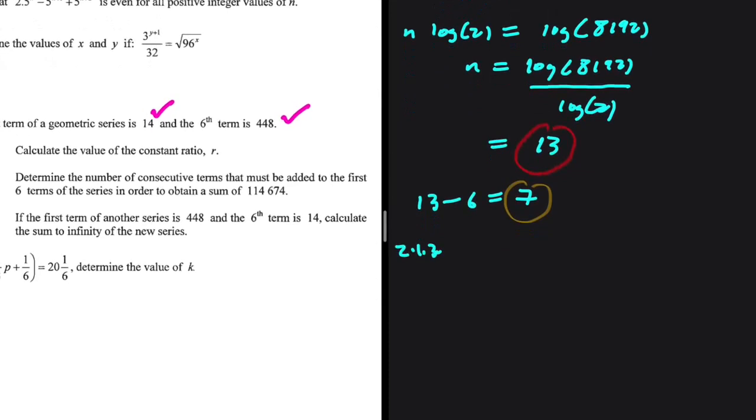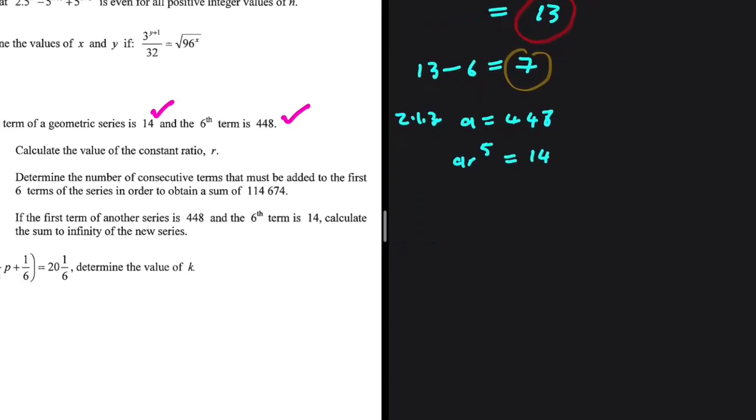Let's move to the following question, 2.1.3. If the first term of another series, so we have A being equals to 448, and the 6th term, so we have AR to the power 5 being equals to 14. Calculate the sum to infinity of the new series. So we have A. Another point of information we need is R. If we substitute A into this equation, we're going to have 448 R to the power 5 being equals to 14. So R to the power 5 is equals to 14 divided by 448.